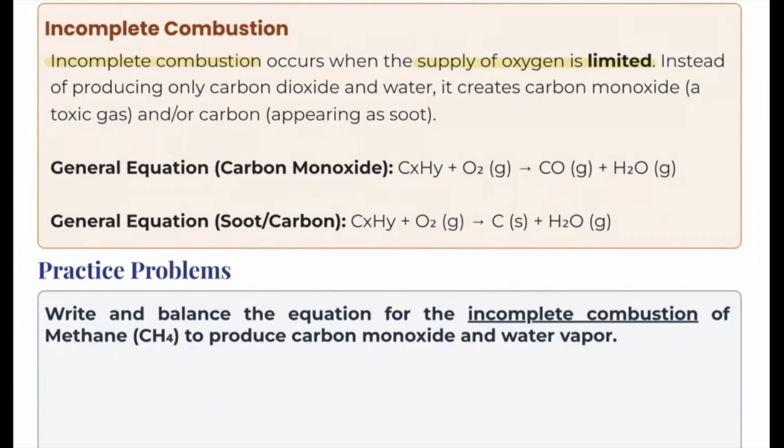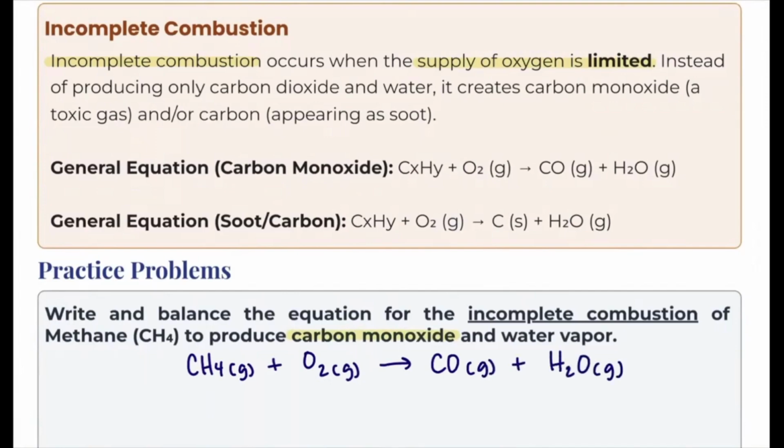Let's look at our first example. It says, write and balance the incomplete combustion of methane to produce carbon monoxide and water vapor. So we're going to go ahead and start with methane, CH4, reacting with a limited supply of oxygen gas. And that's going to produce CO and H2O, because carbon monoxide is CO.